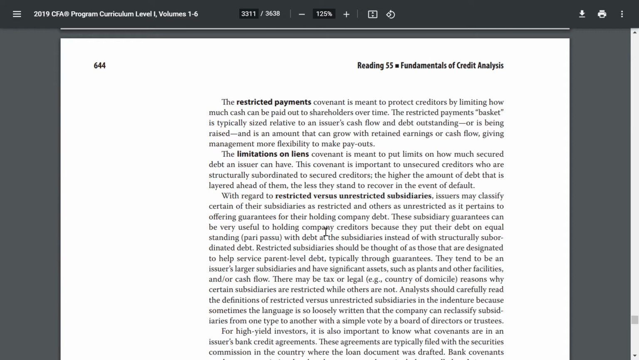With regard to restricted versus unrestricted subsidiaries, issuers may classify certain of their subsidiaries as restricted and others as unrestricted as it pertains to offering guarantees for their holding company's debt. The subsidiary guarantees can be very useful to holding company creditors because they put their debt on equal standing, or pari passu, with debt at the subsidiaries instead of with structurally subordinated debt.